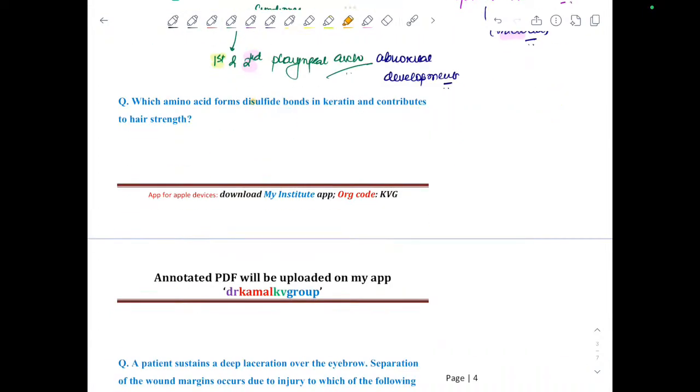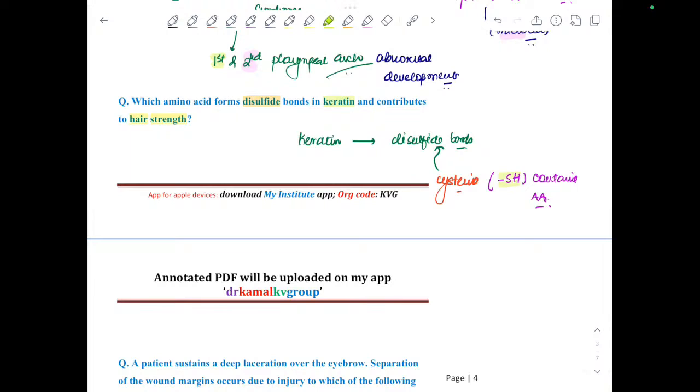Which amino acid forms disulfide bonds in keratin and therefore contributes to hair strength? So what is happening in keratin: disulfide bonds. Now this is because of cysteine, a sulfhydryl group containing amino acid, and therefore if there are two cysteine amino acids nearby, in between them there will be a disulfide bond, right. So it helps in formation of disulfide bonds, and that gives strength to the keratin in the hair.